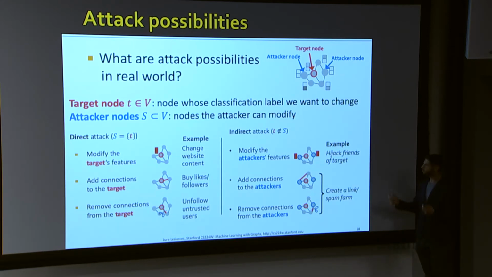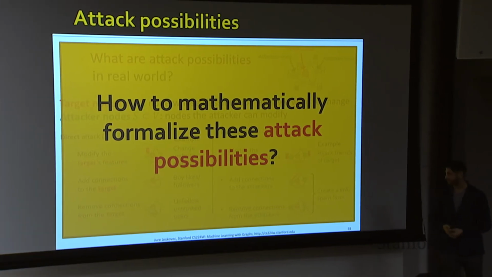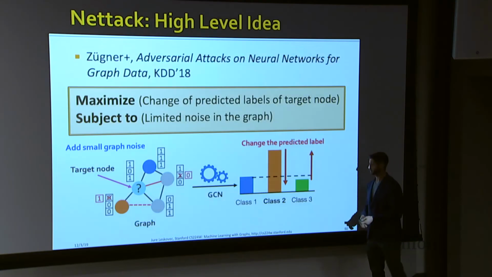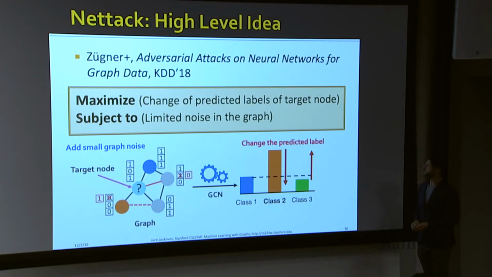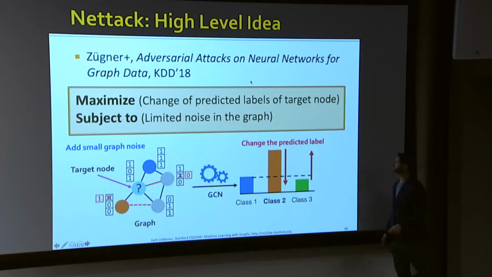Okay. So now that we have all these different tunable knobs, how can we turn this into a mathematical model, and how can we show how powerful these attack possibilities are? Let's start from the very high level idea, which is similar to the question that I received at the beginning. What we want to do is maximize the change of the predicted labels of target nodes.